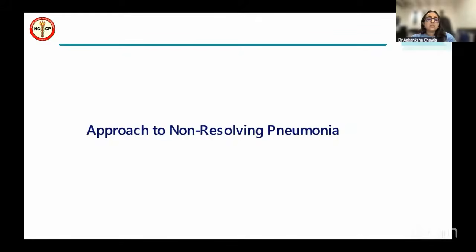Now we'll talk about the approach to non-resolving pneumonia, which was taken by Dr. Deepak Talwar sir, and he had shown some very interesting cases.